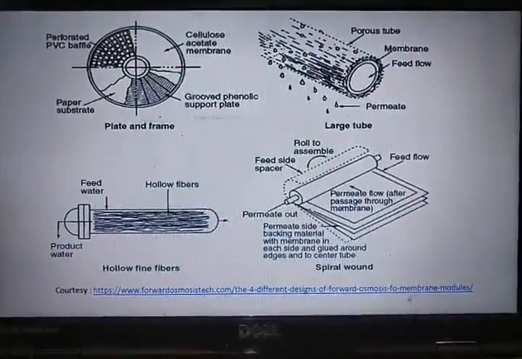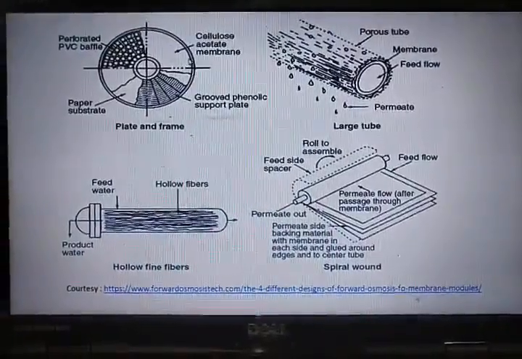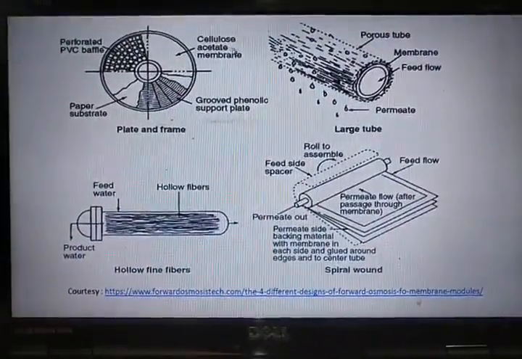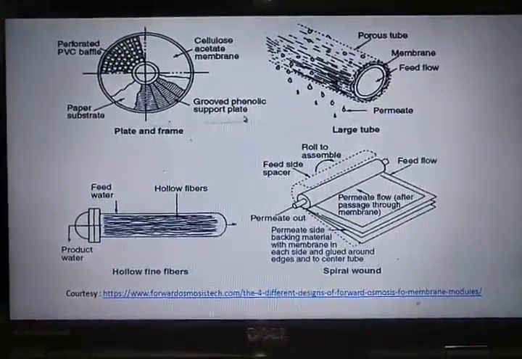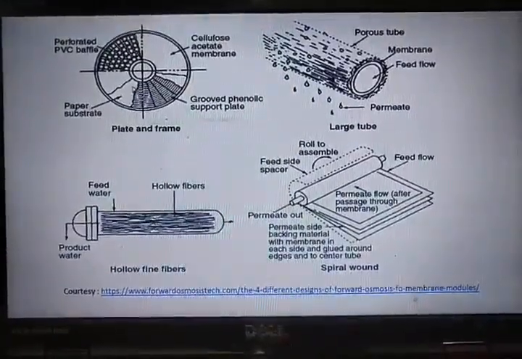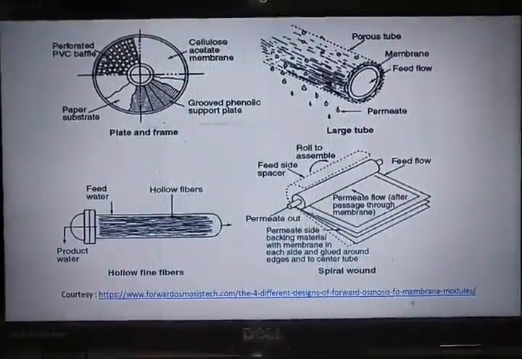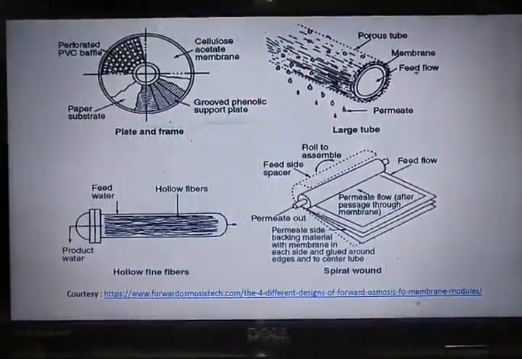Here you can see the plate and frame type of membrane module. These are usually made of cellulose acetate membranes. It is grooved under a phenolic support plate, with a paper substrate and perforated PVC baffles. So this will be the arrangement of this module.